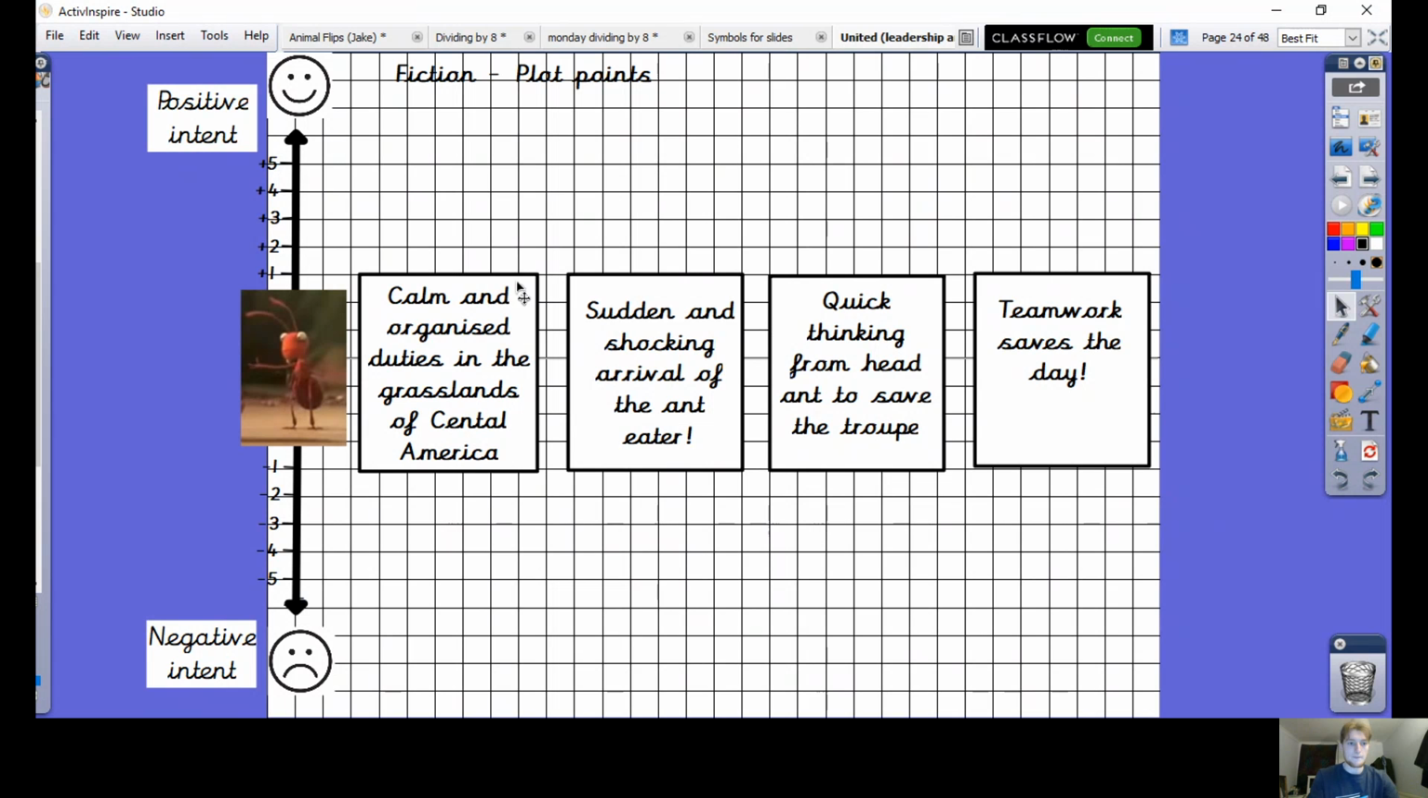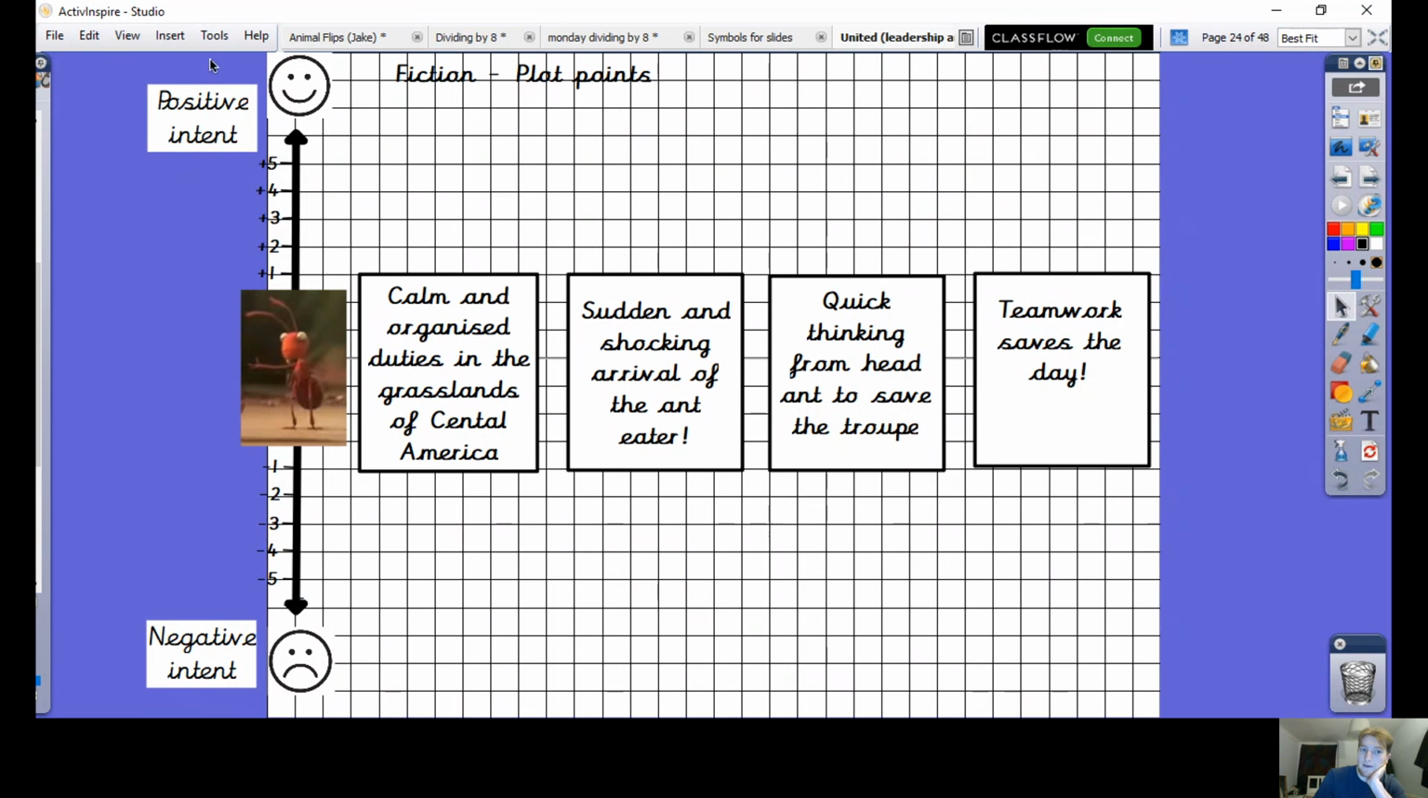Cool. So, before we move on to our first chunk, I would like us just to look at our plot point chart that we've got here. And let's just look at this sentence. So, sudden and shocking arrival of the anteater. So this is describing really when the ant starts to get sucked up.